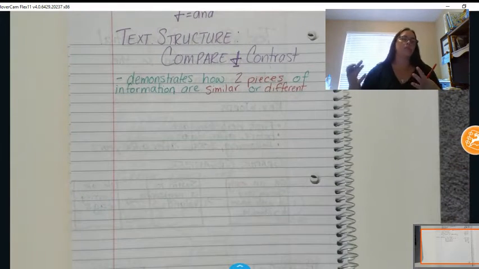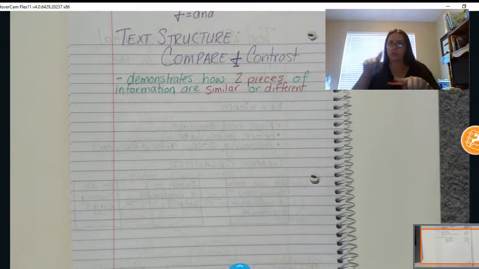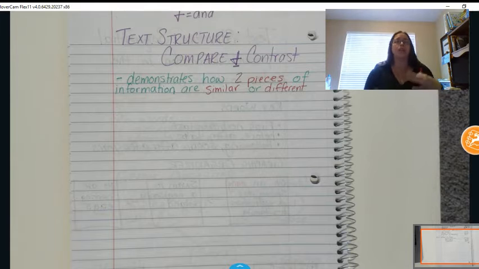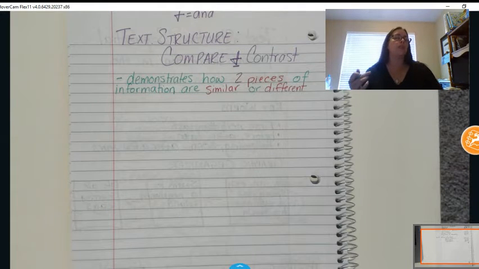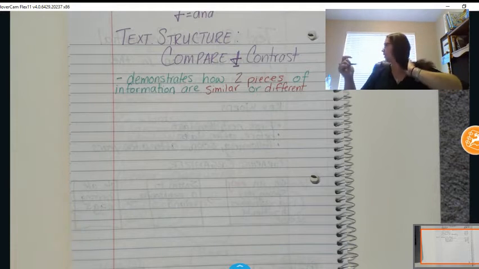And a lot of times people talk about these or use a Venn diagram, you know, those 2 circles that overlap, to discuss the compare contrast. And you can absolutely use that if you feel like that works out really well for you. But I'm going to show you a different graphic organizer that you can use to compare 2 different things.